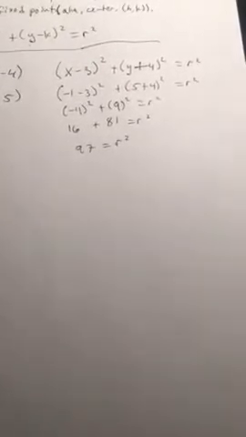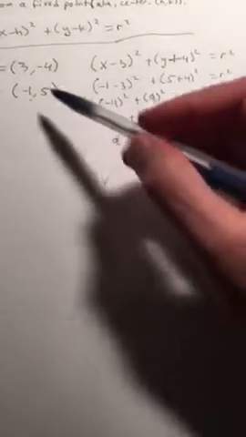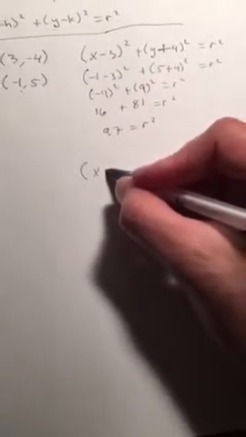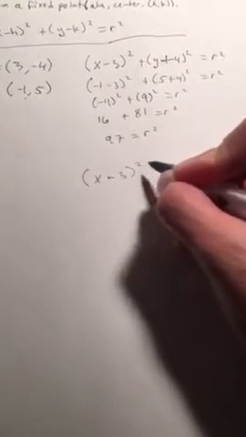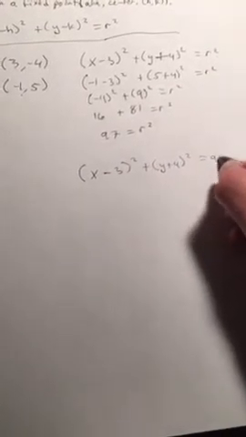Now the reality is that the radius is the square root of 97, but in the equation for a circle we actually need the value r squared. So we can now say that the equation of the circle centered at (3, negative 4) is (x minus 3) squared plus (y plus 4) squared equals 97.